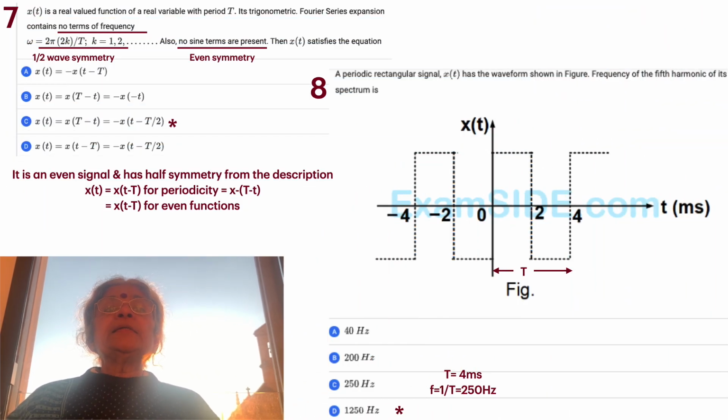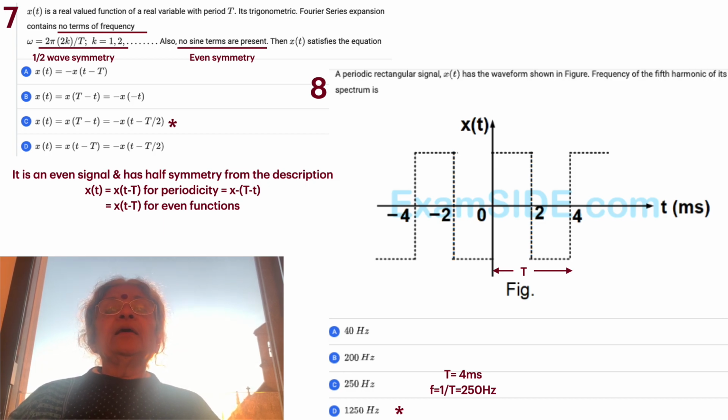Here, x(t) is a real valued function of a real variable with period T. Its trigonometric Fourier series expansion contains no terms of frequency omega equal to 2 pi by T, which is omega naught, into 2k. Please realize 2k tells us that for k equal to 1 it's 2, and for k equal to 2 it's 4. It's always going to be even. So it has no even terms. So immediately we realize that it has half-wave symmetry. Also, no sine terms are present. If no sine terms are present, it has what is called even symmetry. So even plus half-wave symmetry is there.